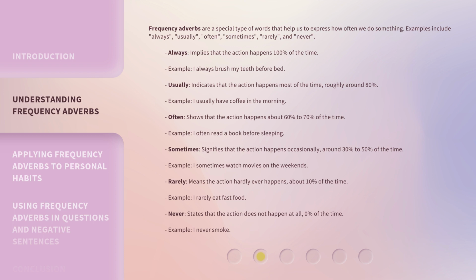Sometimes signifies that the action happens occasionally, around 30% to 50% of the time. Example: I sometimes watch movies on the weekends. Rarely means the action hardly ever happens, about 10% of the time. Example: I rarely eat fast food.